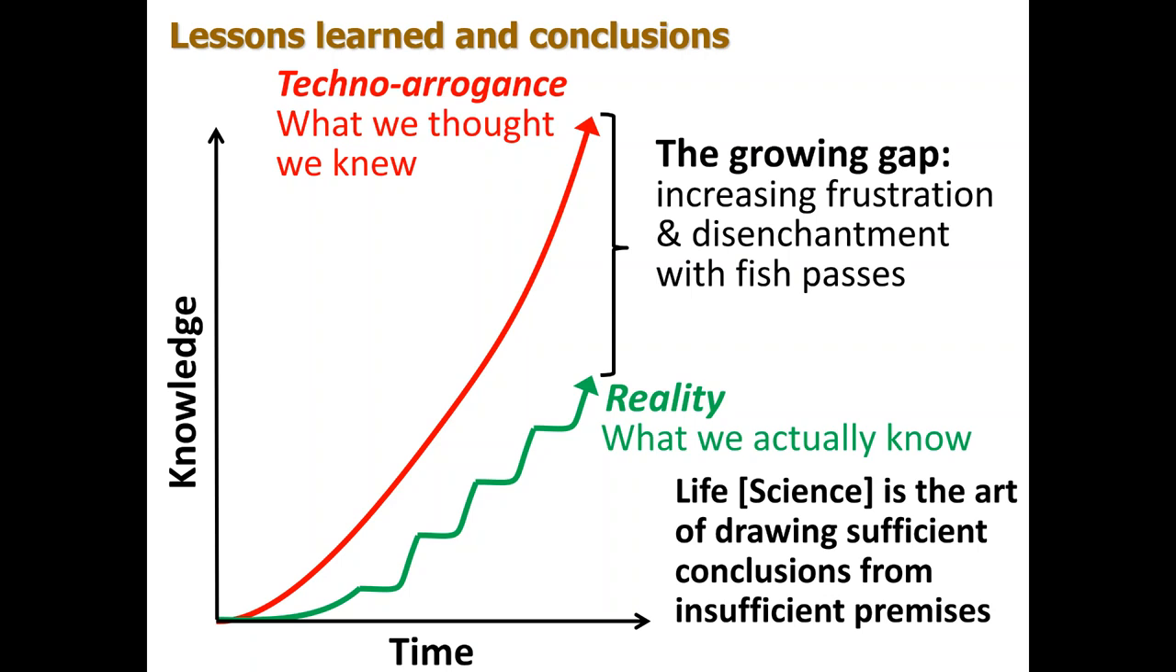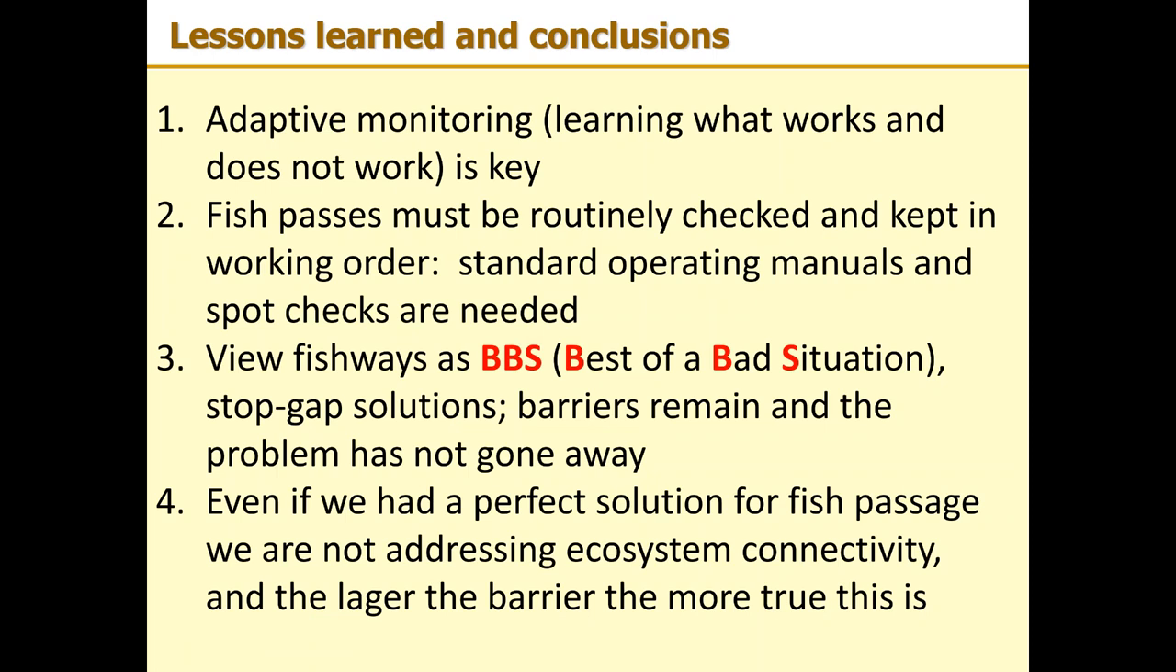And this frustration with the failure of fish passes is perhaps a reflection of this blind belief in the acquisition of data. So to readdress that, I will finish by saying that adaptive monitoring, that is learning what works and doesn't work, is key. Fish passes, as Jesus pointed out, must be routinely checked and kept in good order. Standard operating manuals are absolutely essential, and we should view fish passes as a BBS, best of a bad situation. These are simply stopgap solutions. Barriers remain. They don't go away by building a fish pass. And even if we have a perfect solution for fish passage, we are not addressing ecosystem connectivity. And the larger the barrier, the more true this is going to be.